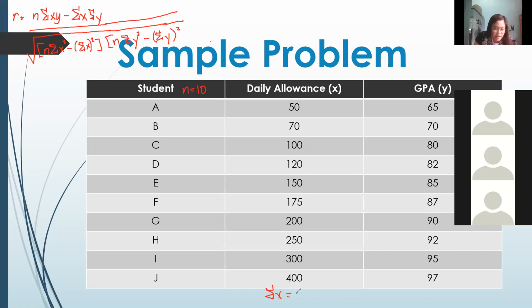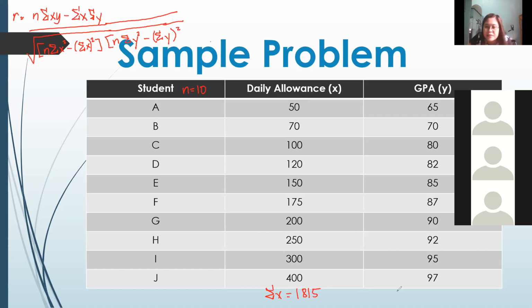So, 50 plus 70 plus 100 plus 120, 150, 175. Tell me kung paspas kay kuha 200, 250 plus 300 plus 400. So, ang summation sa X is 1,815. Kailangan nato na siya sa summation din ni.